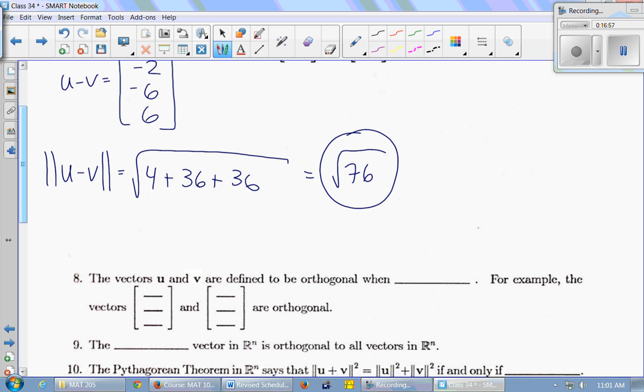So two vectors u and v are defined to be orthogonal when u dot v equals 0. Orthogonal is just a fancy word for perpendicular. So let's see if we can come up with two vectors that are orthogonal, two vectors whose dot product would give you 0.